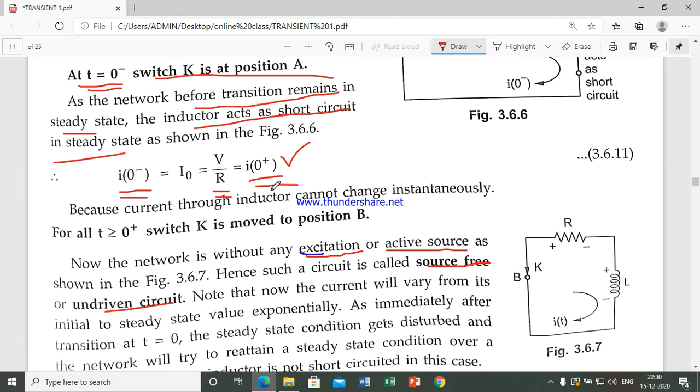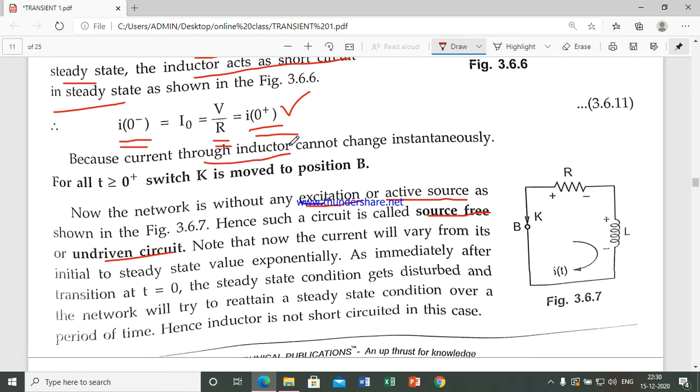You will have this much maximum current through the inductor, and you can also see I_L(0-) equals I_L(0+), because current will not change instantaneously. We have that property. According to this property we have written this.